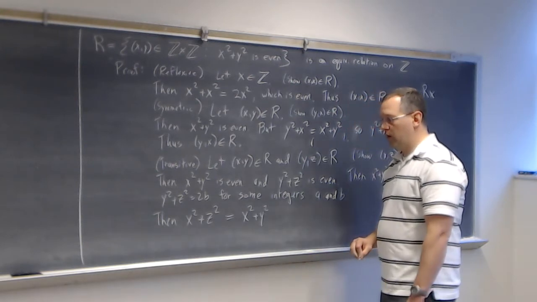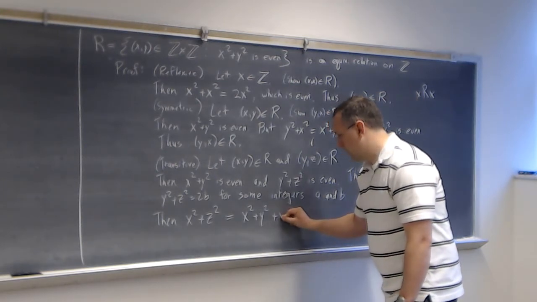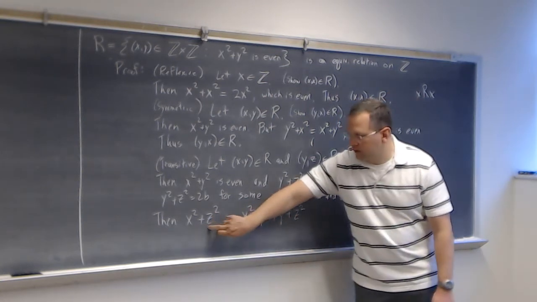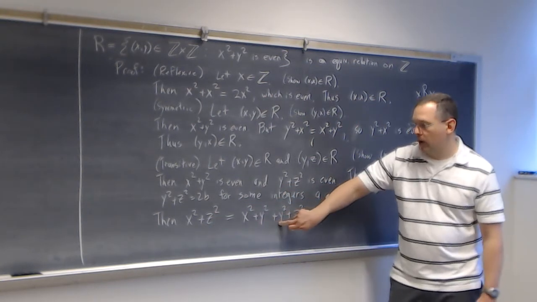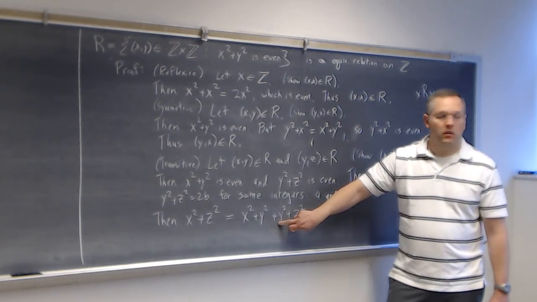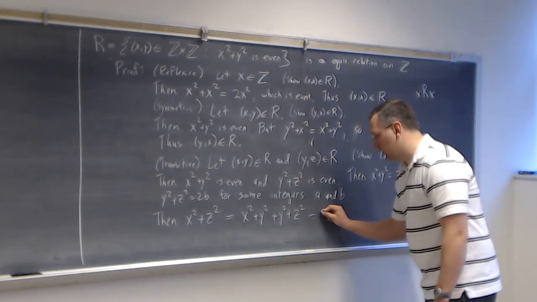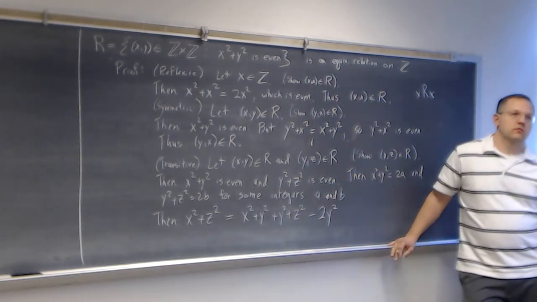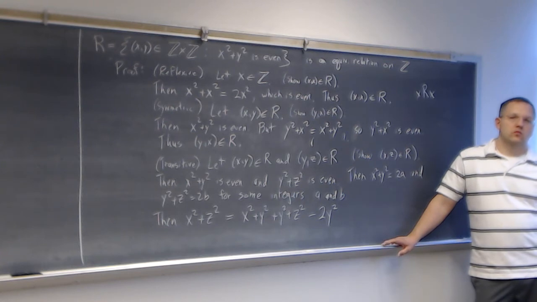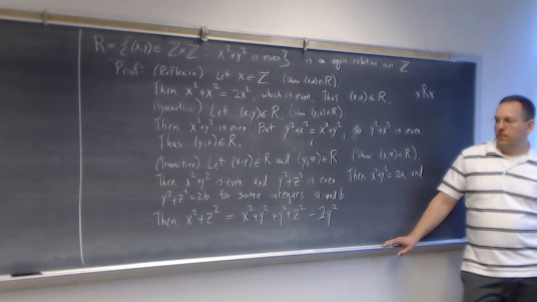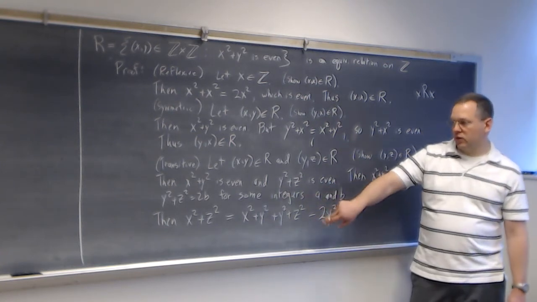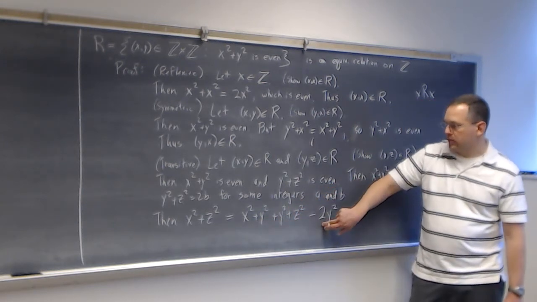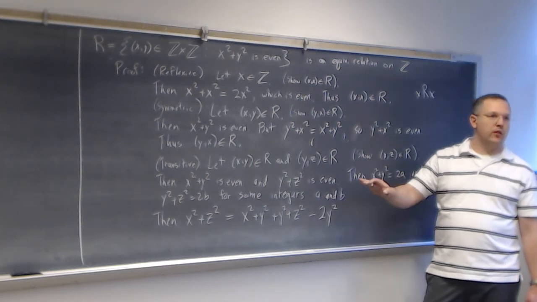So there's my x squared plus y squared, and plus y squared plus z squared. Okay, so I have my x squared and my z squared, but I've added y squared twice. So I'm going to subtract 2y squared. See why I'm doing that? Convince yourself this equation is right: I have x squared plus z squared, I've added y squared plus y squared and subtracted 2y squared, so those cancel out.